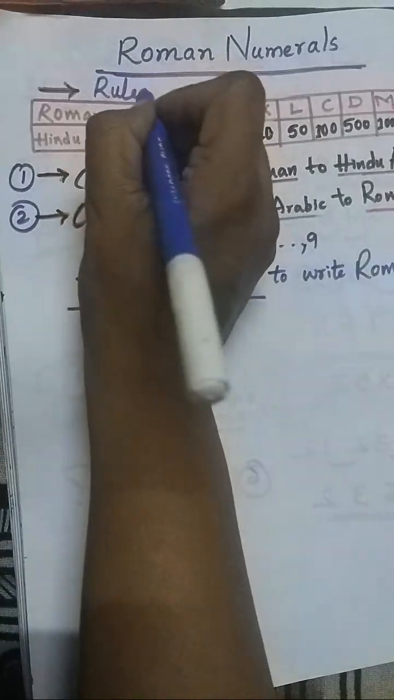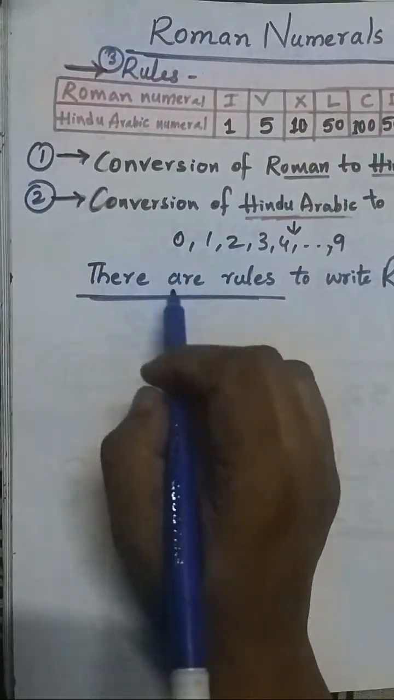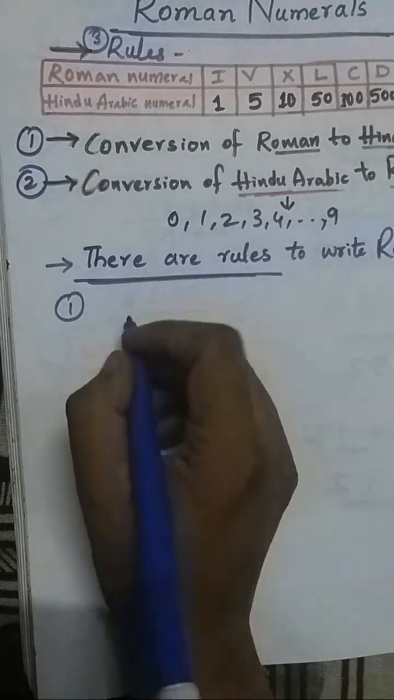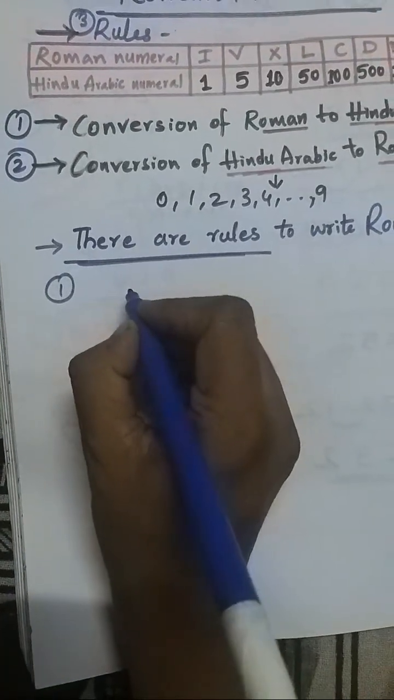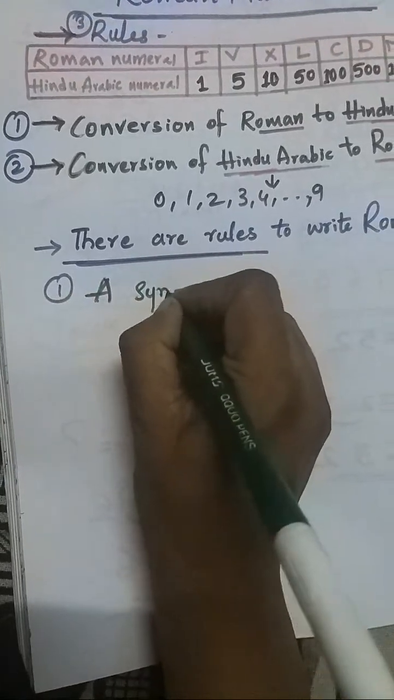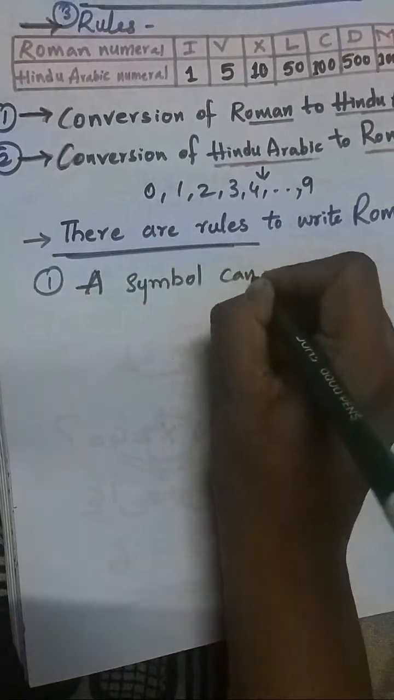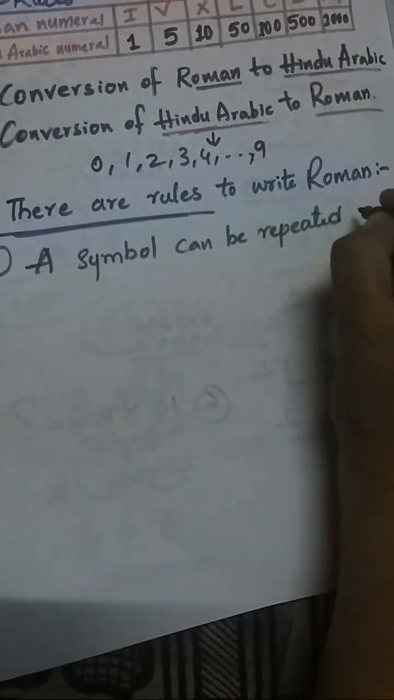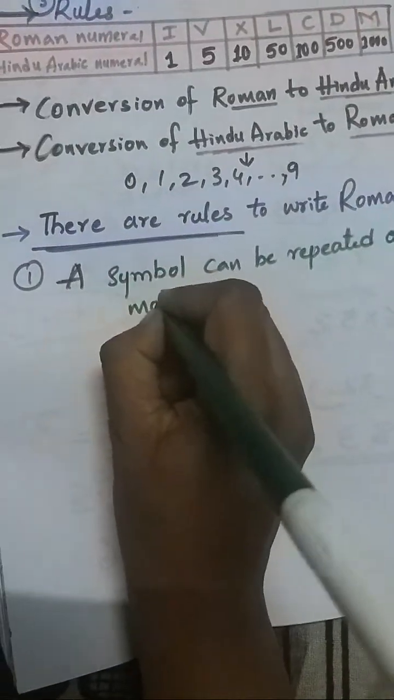What are the rules? The first rule is: a symbol can be repeated up to a maximum of 3 times. How many times will we repeat? A symbol can be repeated up to only 3 times, a maximum of 3 times.